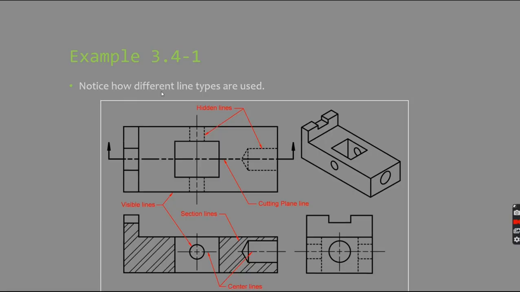Okay, notice how the different line types are used. Here are hidden lines. Visible lines. Center lines. This is a cutting plane line. It is a phantom line, but it is made thick. Here are section lines. Section lines too are thin lines.